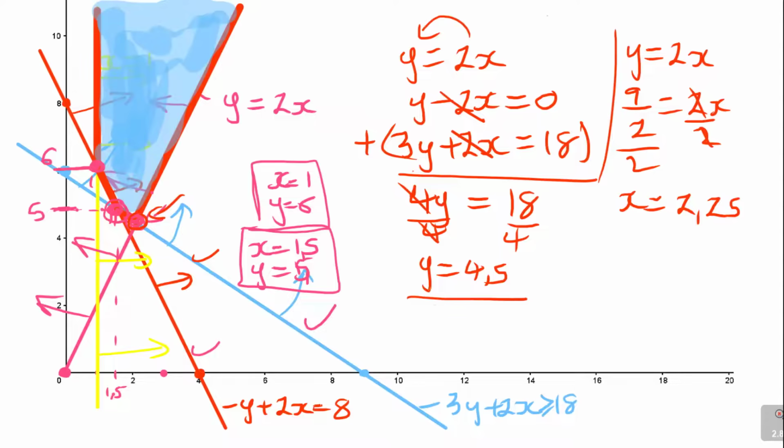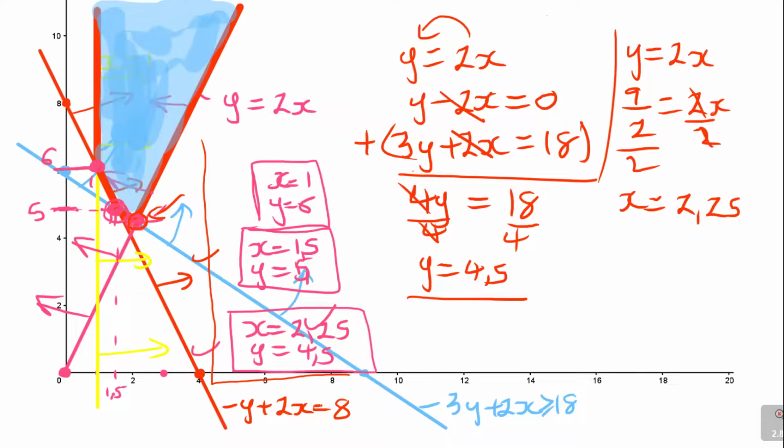So here I've got another point. Here another point is x is equal to 2,25, y is equal to 4,5. So you have got 3 points, and then in big picture these are the points I'm having. You want to maximize the profit, so they said what? P.